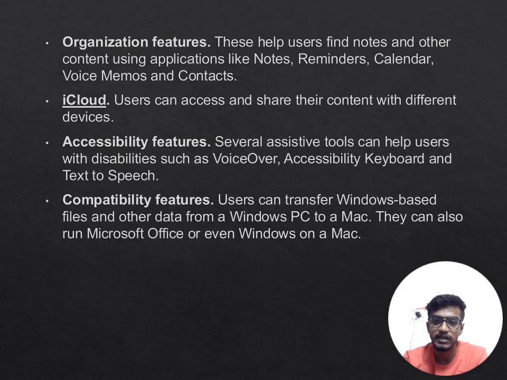Organization features. These help the user to find notes and other content using applications like Notes, Reminders, Calendar, Voice Memos, and Contacts. Accessibility features. Several assistive tools can help users with disabilities, such as VoiceOver, accessibility keyboard, and text-to-speech. Compatibility features. Users can transfer Windows-based files and other data from a Windows PC to Mac. They can also run Microsoft Office or even Windows on the Mac.